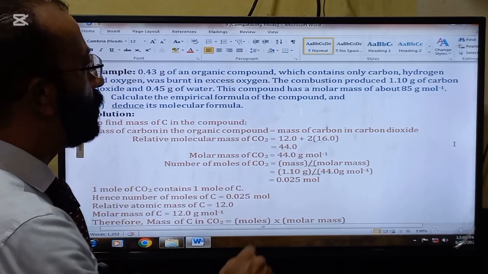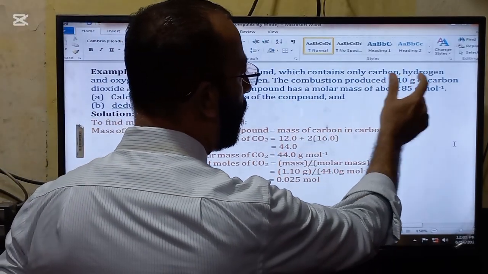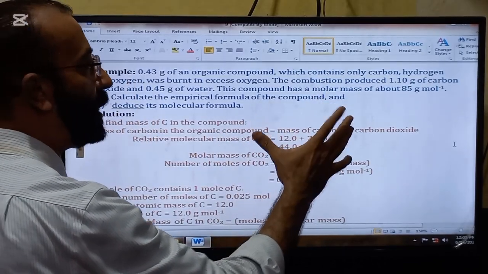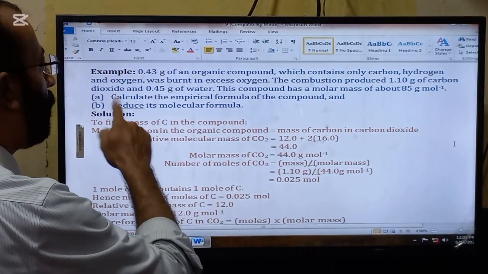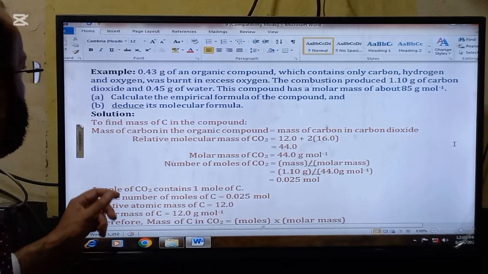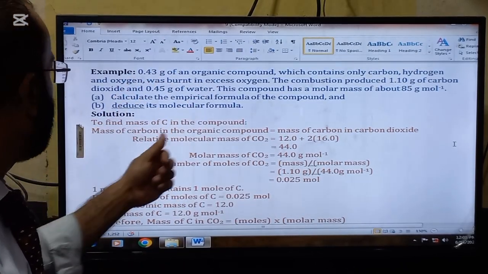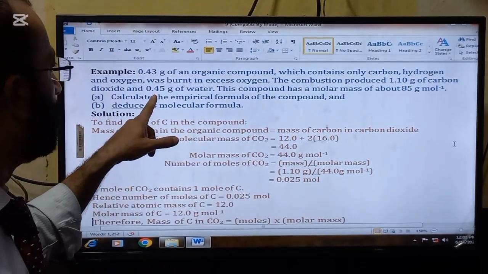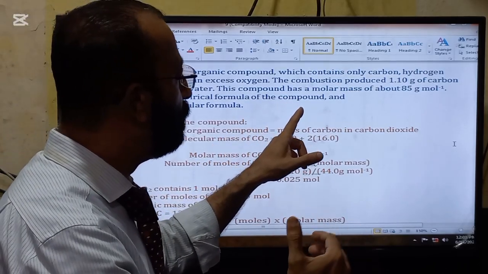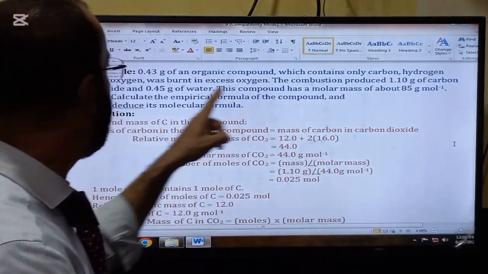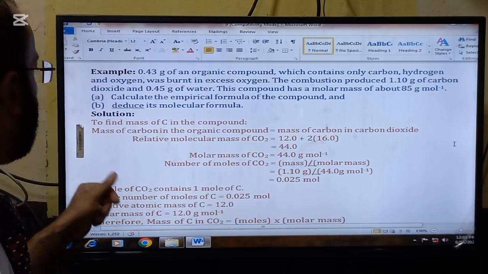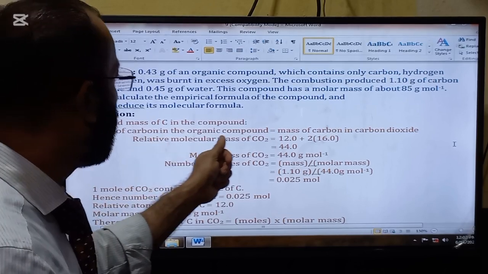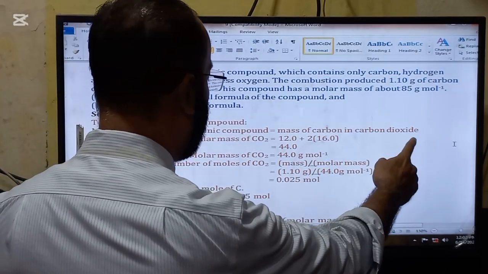So look now, actually these are the elements which are present, carbon, hydrogen and oxygen. So actually we have to find the masses of carbon, hydrogen and oxygen first. So look now, this is the total mass of the organic compound. And the products which are produced are carbon dioxide and water. So we have to find the masses from the carbon dioxide and water. So these are the things. So look now, to find the mass of the carbon in the compound, mass of the carbon in the organic compound is mass of the carbon in carbon dioxide.